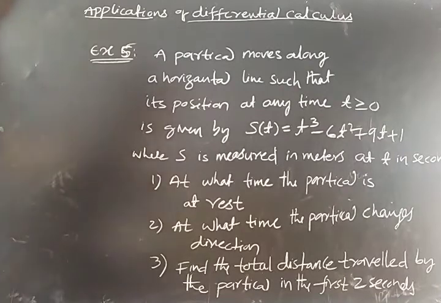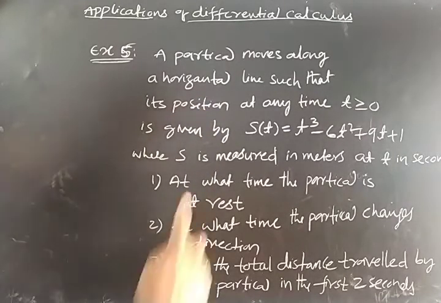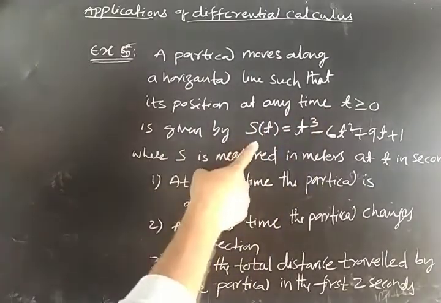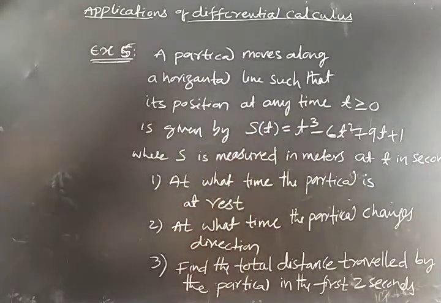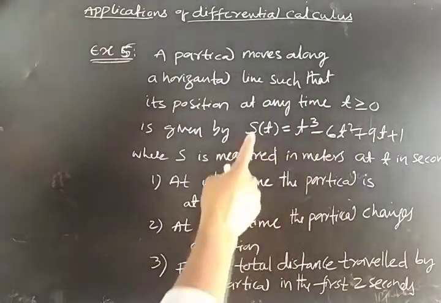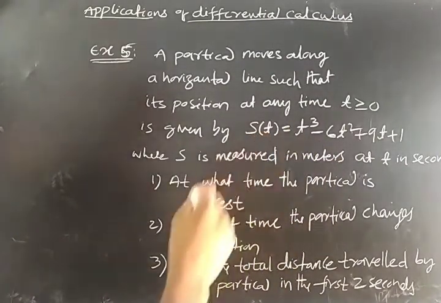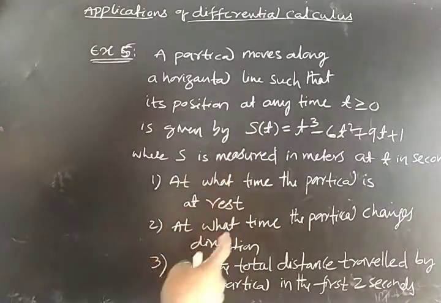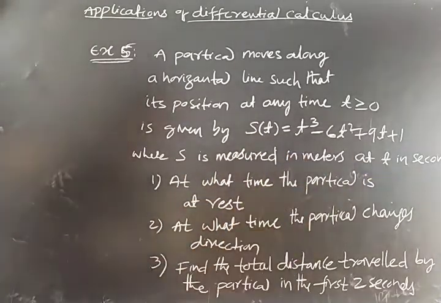Now, fifth problem. A particle moves along a horizontal line such that its position at any time is given by s of t equals t cube minus 6t square plus 9t plus 1. This is the relation between displacement and time, where s is measured in meters and t is in seconds.